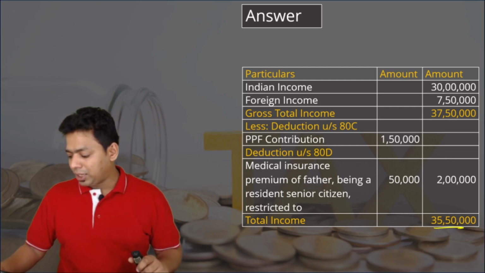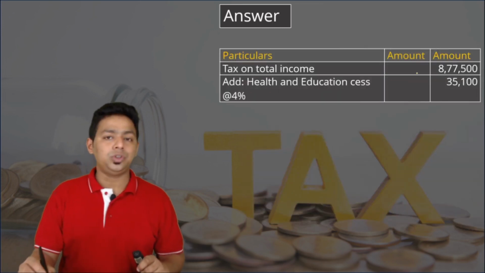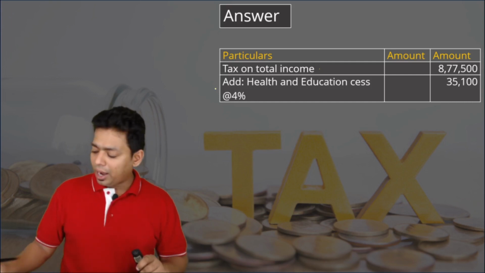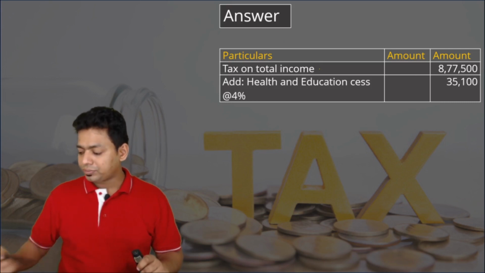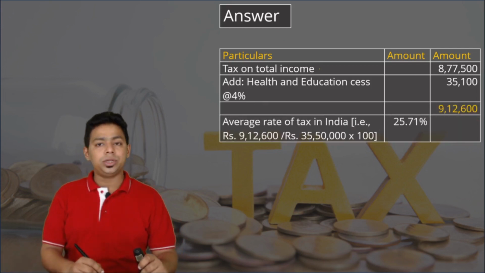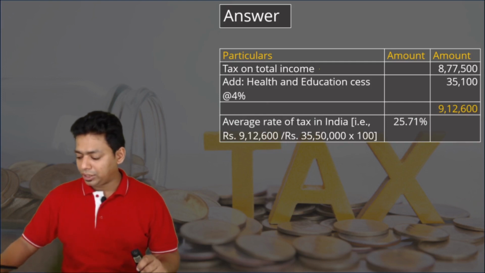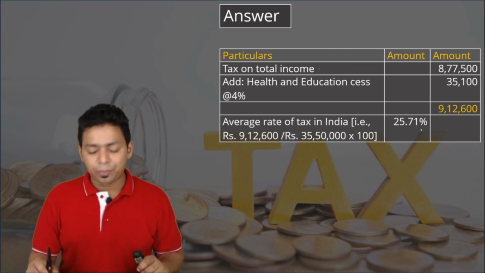65,000 plus 1,12,500 is equal to 8,77,500. This is the tax you have to compute by applying the basic slab, 8,77,500. Add 4% health and education cess, 35,100, equal to 9,12,600. Divide by 35,50,000, so the Indian tax rate, the average rate of tax, comes to 25.71.